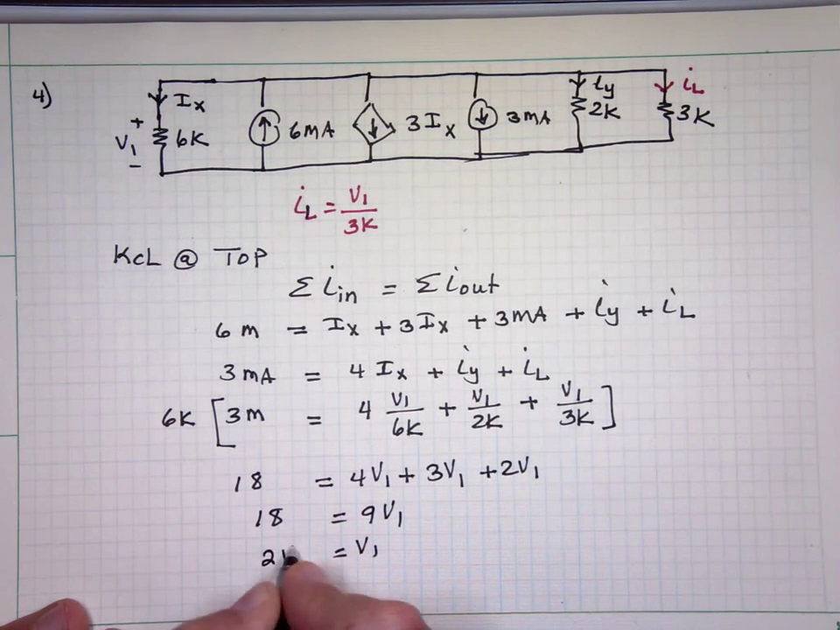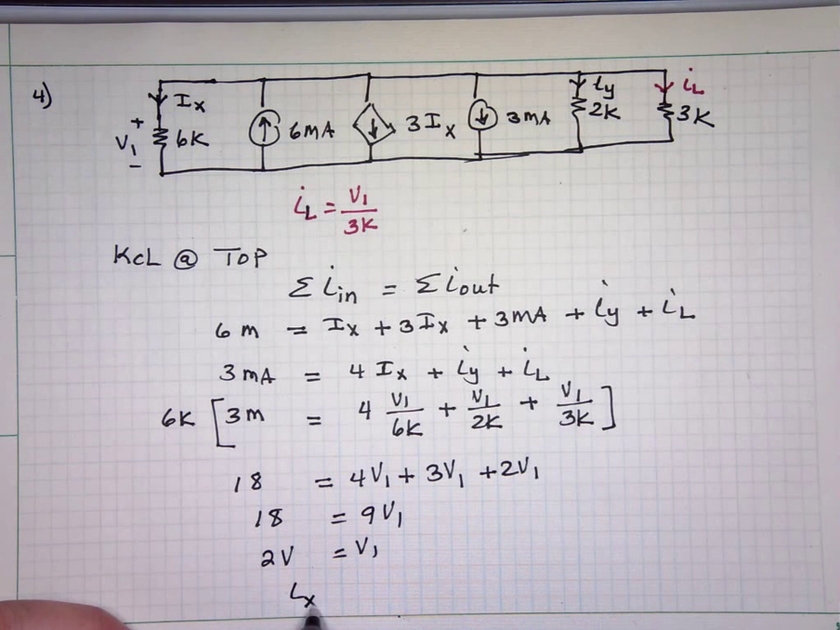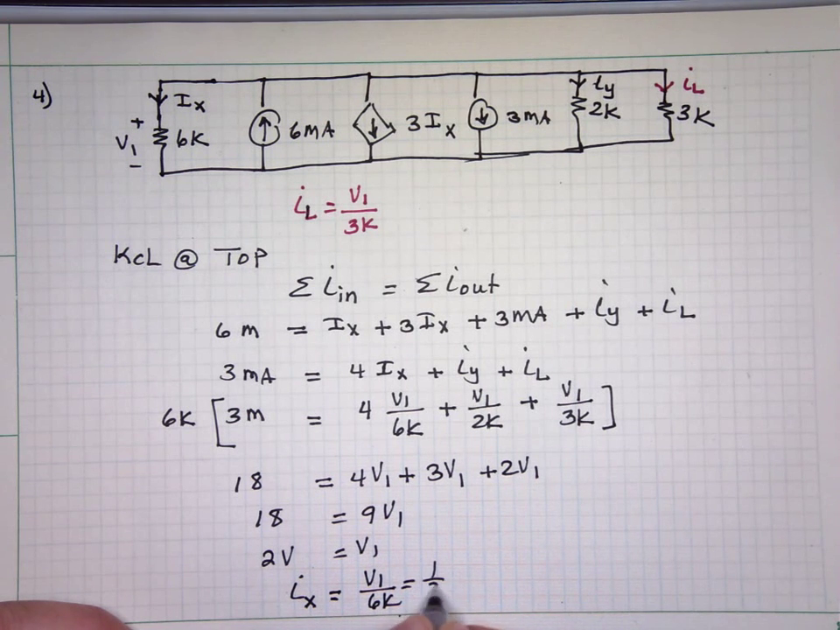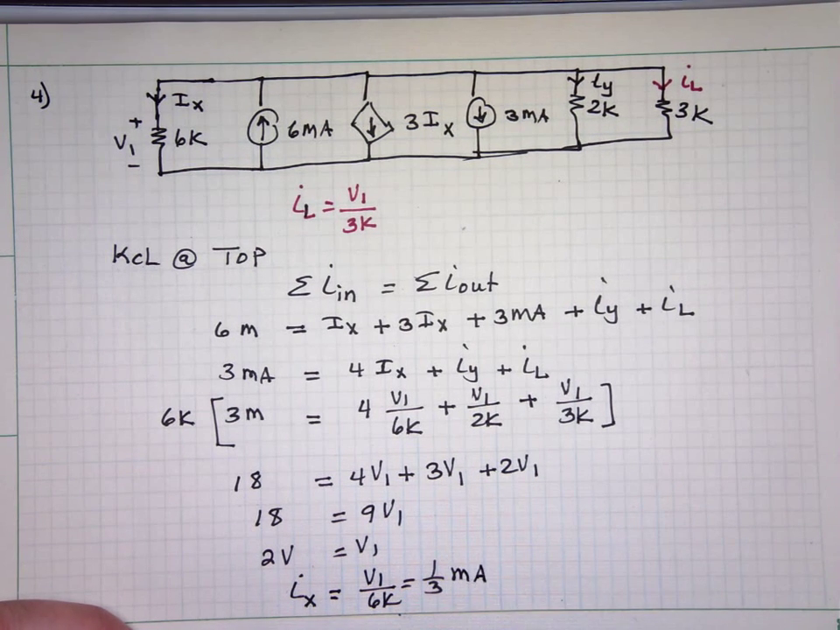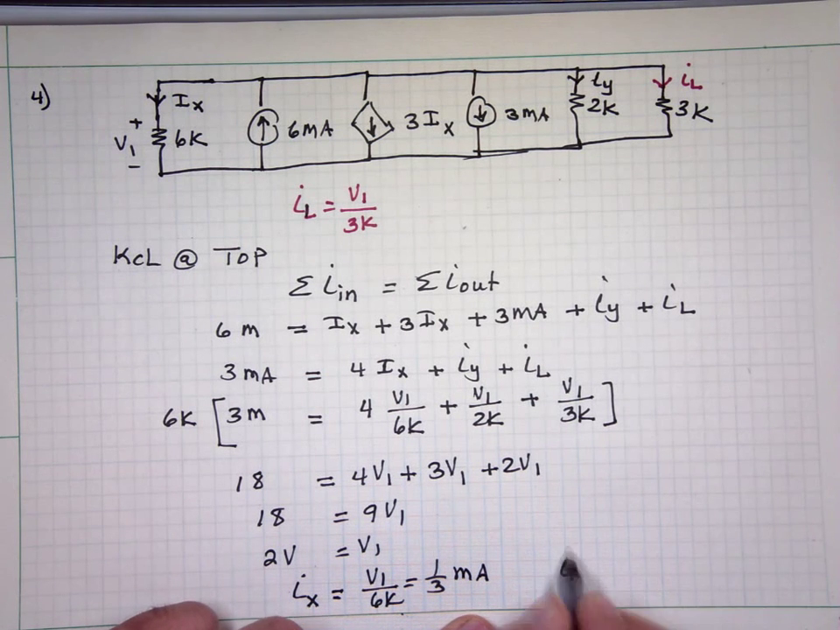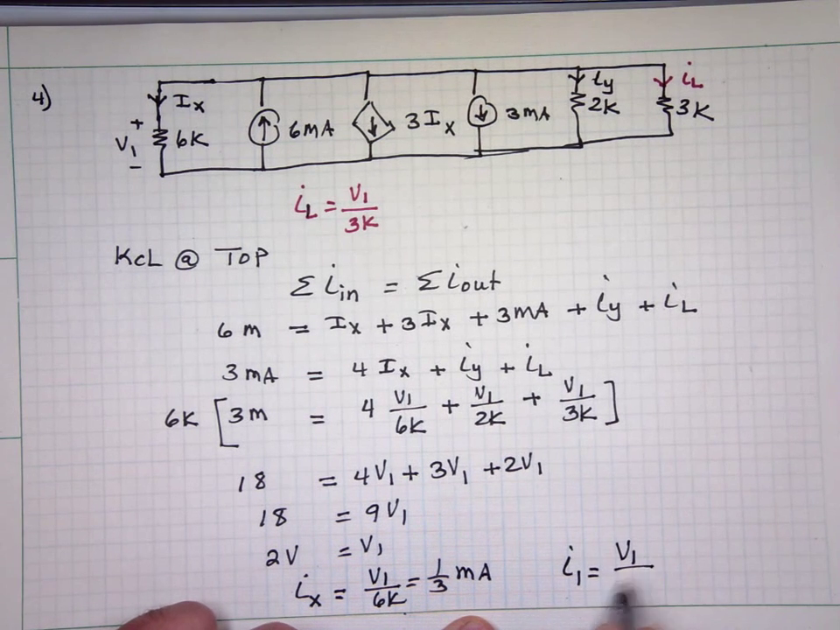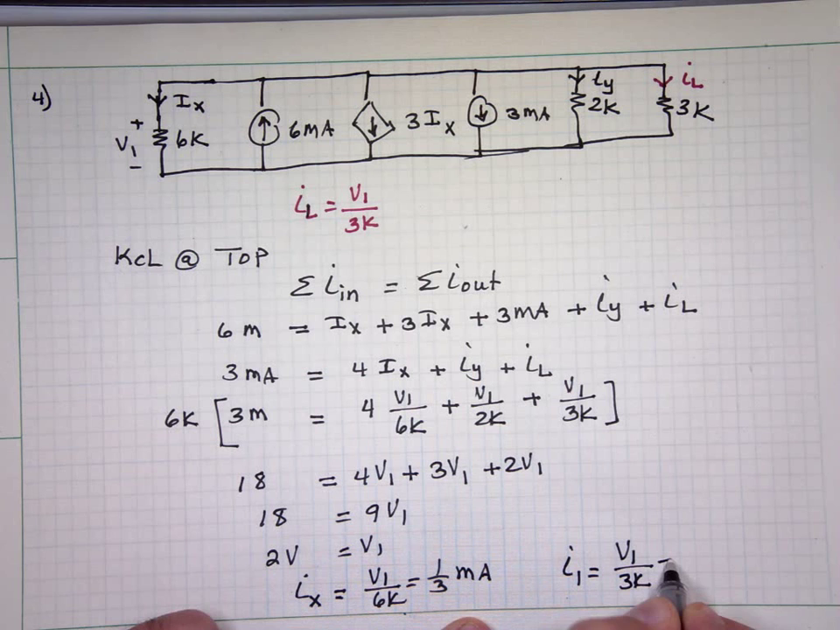I sub X, if you need it, is V1 over 6K, which is 1/3 milliamp. We didn't ask for it. And I sub L is V1 over 3K, which is 2 over 3K, which is 2/3 milliamp.